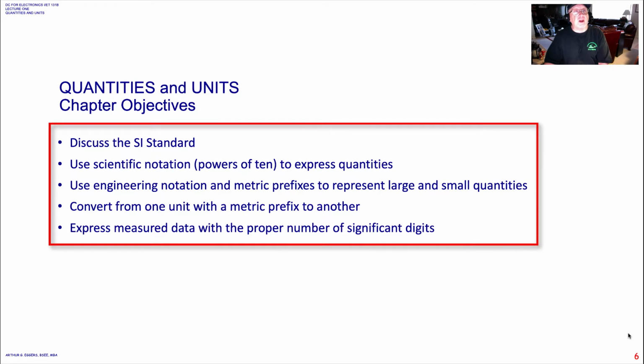So the chapter objectives: we're going to discuss the SI standard, the use of scientific notation, powers of 10 to express quantities, the use of engineering notation and metric prefixes to represent large and small quantities, convert from one unit with a metric prefix to another, and express measured data with proper numbers of significant digits. So this is all important.